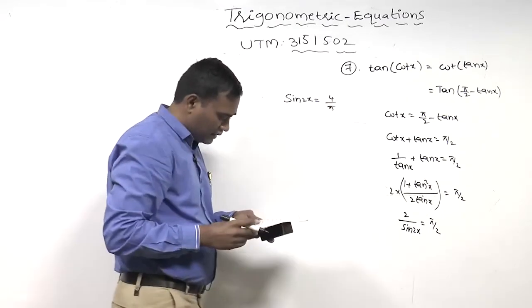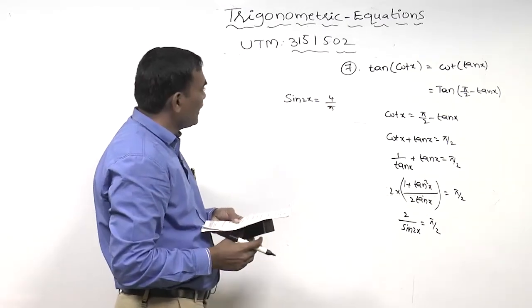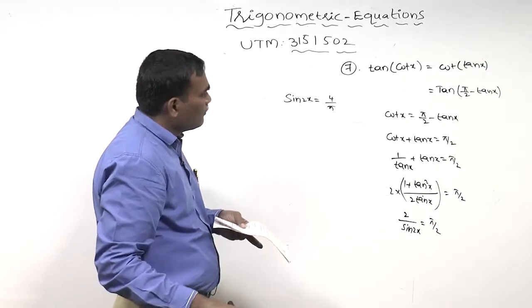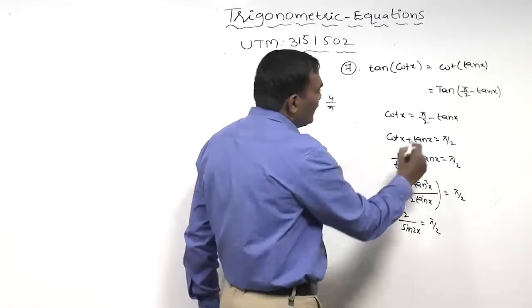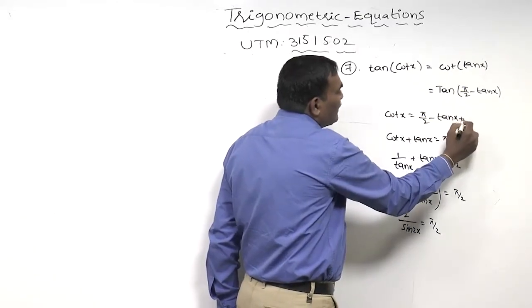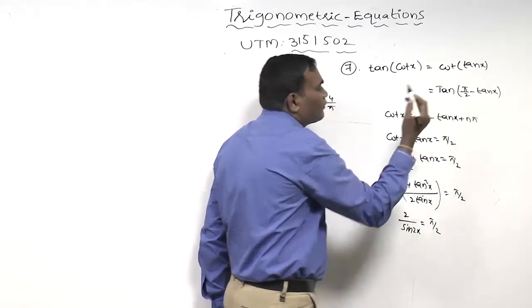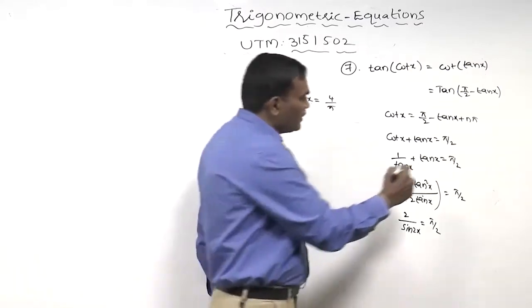But the answer is 4 by (2n plus 1) into pi. So tan theta is equal to tan alpha. Write the general solution. Here tan theta is equal to tan alpha means we can take n pi plus alpha. So n pi. Here you write n pi.